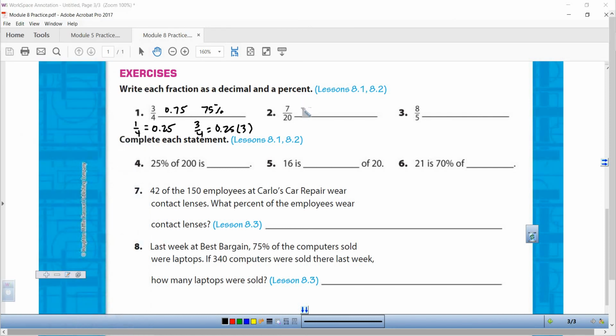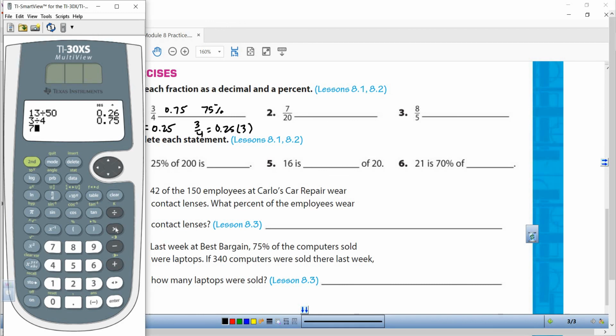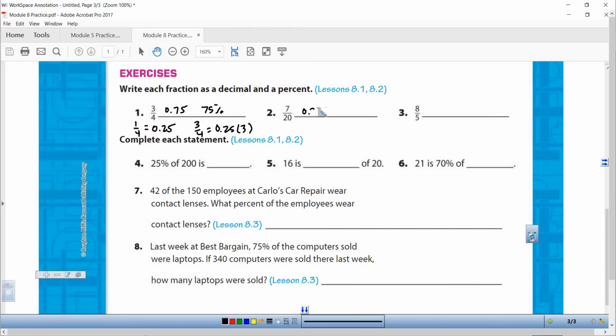All right. 7/20, this is actually one we talked about again. Actually, no, we talked about fifths, didn't we? Fifths and 20ths are related because 5 times 20 is 100. So 1/20th is 5% and 5% is 1/20th. But 7 20ths, if you didn't know that, probably the easiest thing to do is just take 7 divided by 20. Go ahead and put that into your calculator, and we see that it is 0.35. Move the decimal 2 places to the right, and you get 35%.